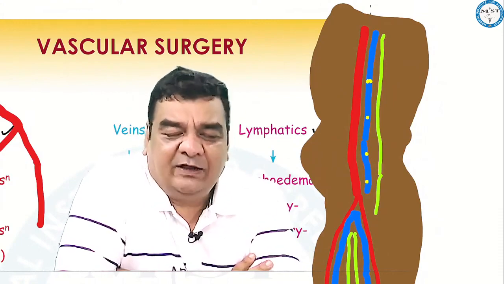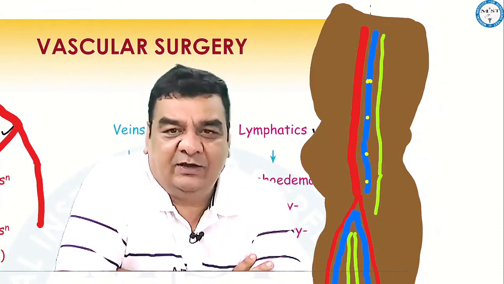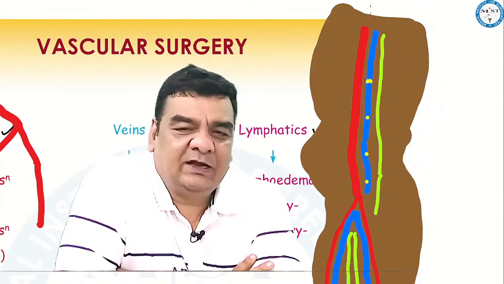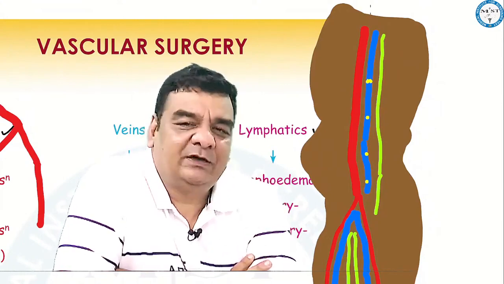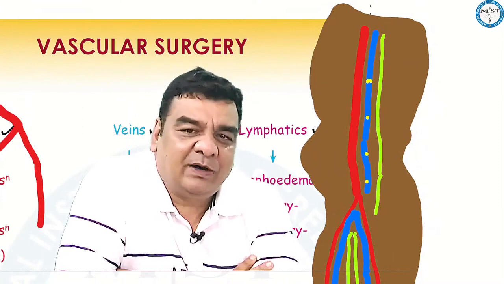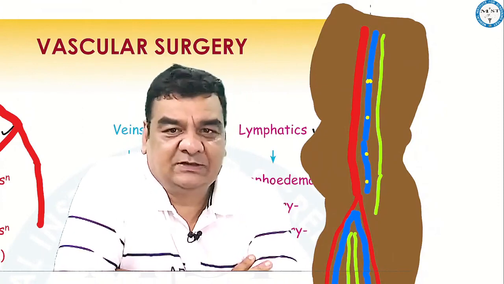Obviously, we know that if the arterial obstruction continues, and suppose a day comes when there is no supply to the distal part, it will become gangrenous.